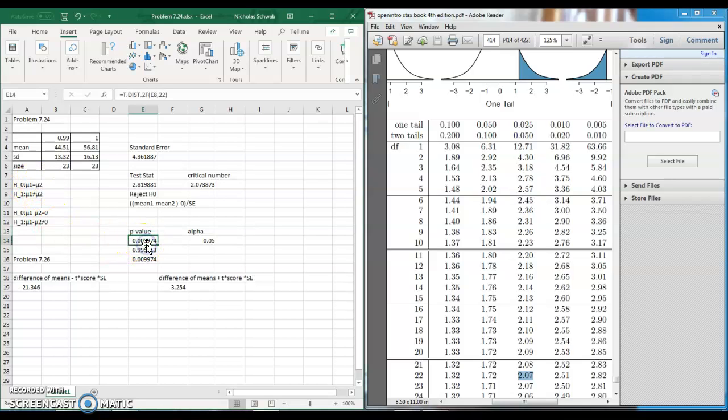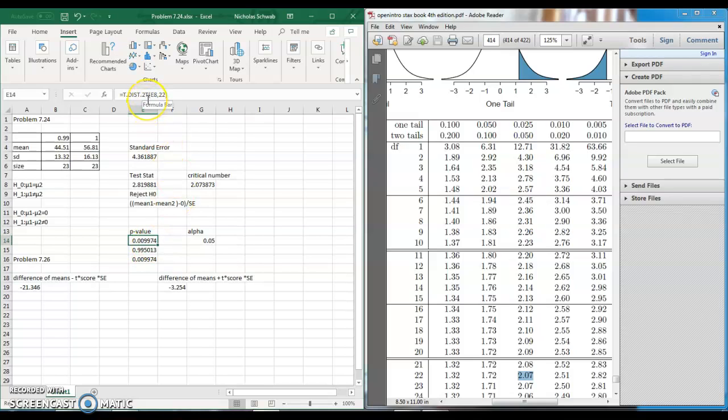We could also do it with the p-value, so I'm going to do it with the p-value here. I've got T.DIST.2T, the 2t distribution. E8 is my test statistic, and I've got 22 degrees of freedom, and it spits out my p-value. It's 0.009, which is much less than our alpha, so we would once again reject our null hypothesis.